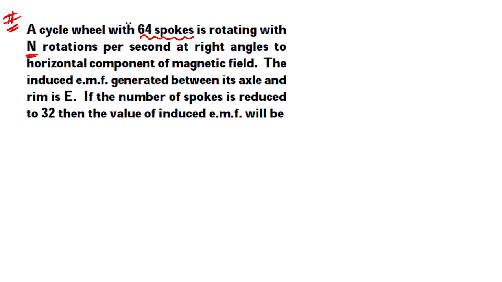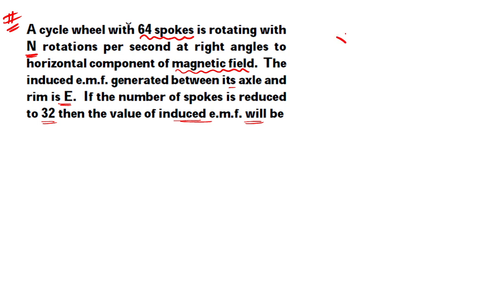So, right angles to the horizontal component of the magnetic field. Which horizontal component it didn't mention; we'll discuss it. Now the induced EMF generated between its axle and the rim is E. Already E is given, right? The number of spokes is reduced to how much here? 32. Then the value of induced EMF will be? Tell me, what is the induced EMF?